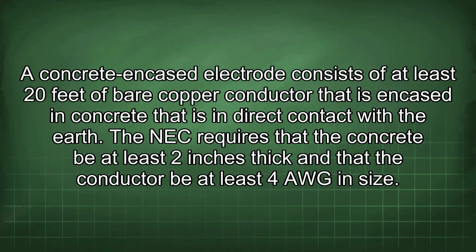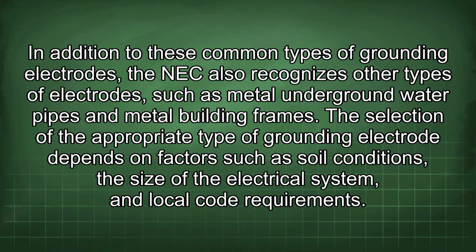A concrete encased electrode consists of at least 20 feet of bare copper conductor that is encased in concrete that is in direct contact with the earth. The NEC requires that the concrete be at least 2 inches thick and that the conductor be at least 4 AWG in size. In addition to these common types of grounding electrodes, the NEC also recognizes other types of electrodes, such as metal underground water pipes and metal building frames.